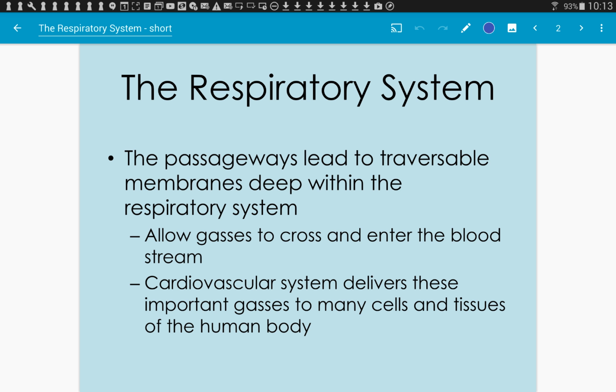And very closely related to the respiratory system is your cardiovascular system, because we have the whole right side of the heart that's pumping blood solely to the lungs for this gas exchange. So there is a really close relationship.